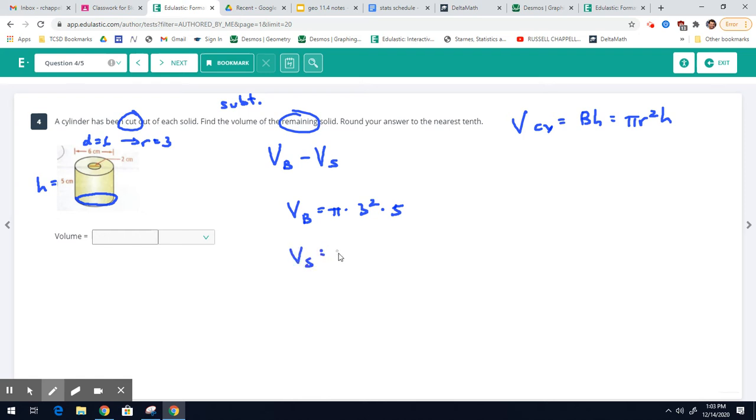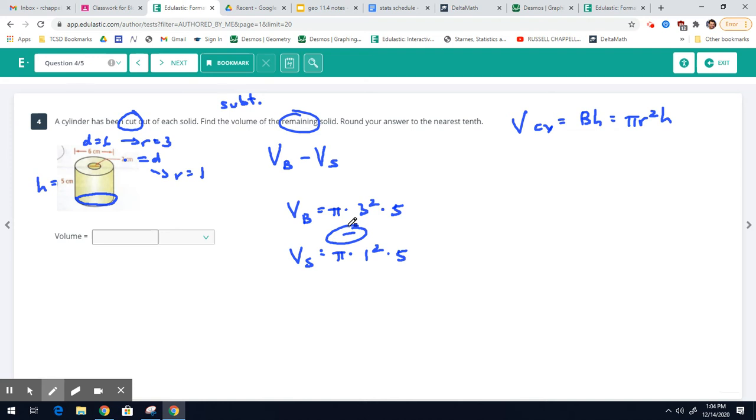How do you find the volume of the small? Well, pi times the radius. This line signifies that this 2 is the diameter. So the radius would be half of 2, which is 1, 1 squared. And the height is still 5, because it goes all the way through the figure. And now we're just going to subtract these two formulas, and that's going to be our answer.